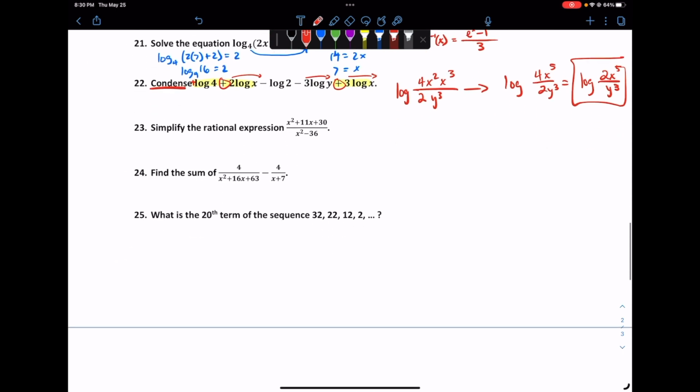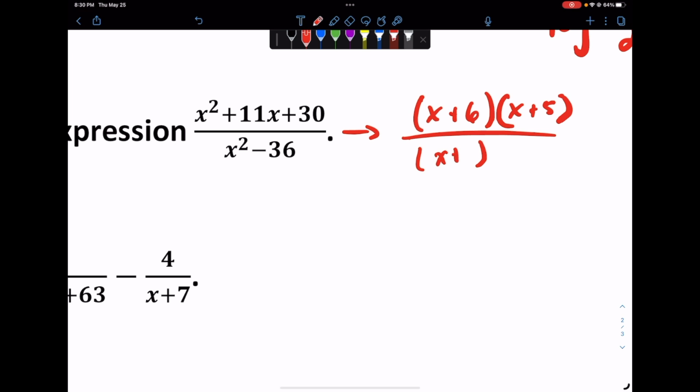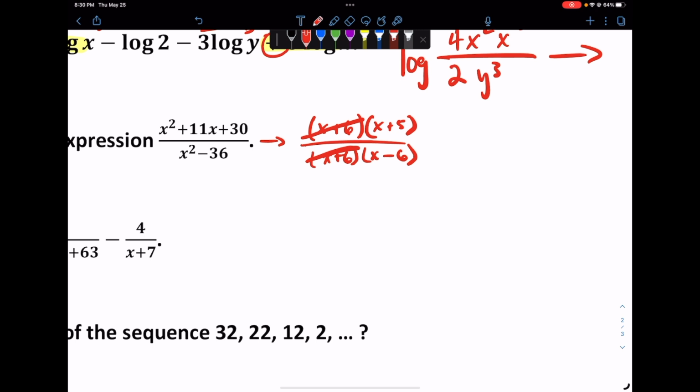All right, number 23. Getting there. Simplify the rational expression. Whenever we get something like this, we want to try to factor it first. So up top, can we factor it? I think so. We've got x and x. 30, that's going to be 6 and 5. So we've got x plus 6, x plus 5. Over the denominator, we're going to have x plus 6 times x minus 6, since that is the difference of squares. We know that x plus 6 over x plus 6 will simplify to 1. So we've got x plus 5 over x minus 6.